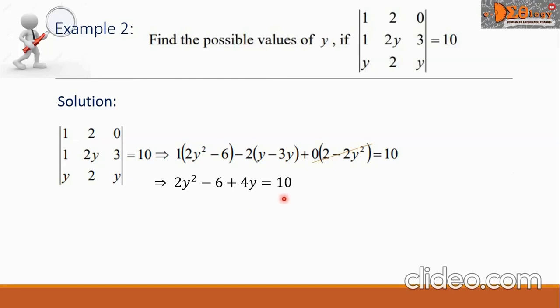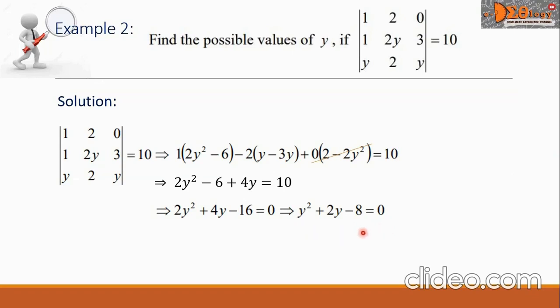Let us put this 10 on the left side and combine with the minus 6. So we will have 2y squared plus 4y minus 16 equals 0. Look at our left side. We can see that the trinomial has a common factor which is 2. We can remove the common factor 2 to each of the terms. So we can have y squared plus 2y minus 8 equals 0.